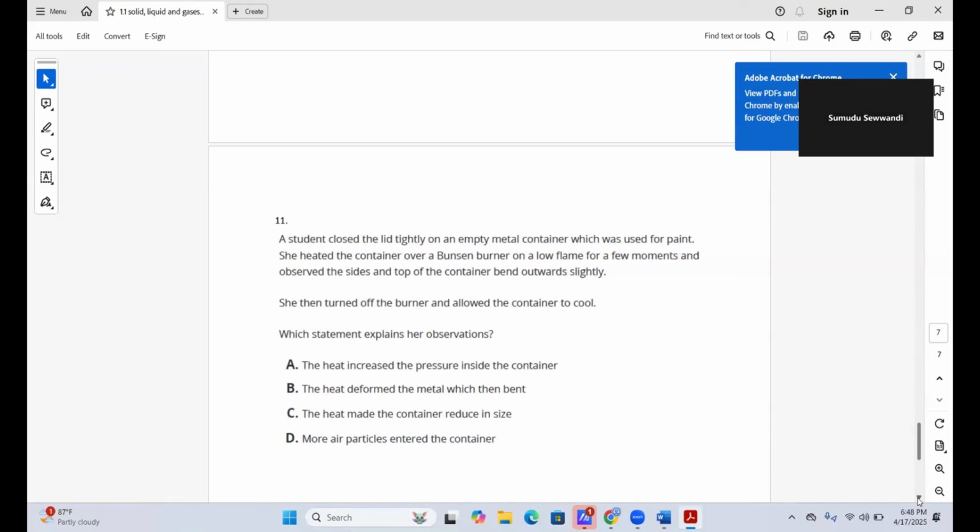The heat made the container reduce in size. This is incorrect. The container expanded. More air particles entered the container. This is incorrect. The container was sealed. Therefore, the correct statement is the heat increased the pressure inside the container.